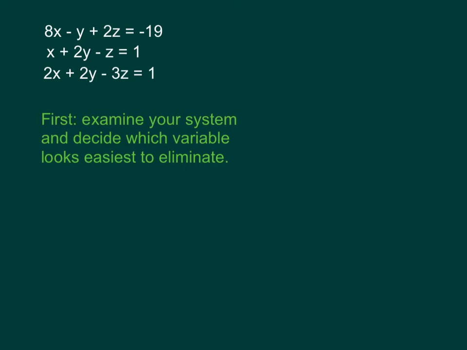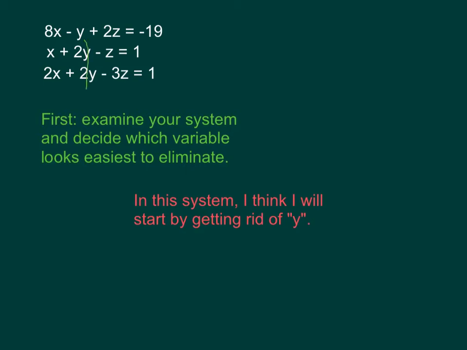In this case, I'm going to look at my equations and see which one appears to be the easiest to eliminate. In this system, I think I'll start by getting rid of the y's. Why might I have chosen the y's? If I look at my y's, I see that 2 of my y's already have a similar coefficient of 2. They're both positives, but I could make one of them negative, and that would be easy to get rid of. So that's why I chose y.